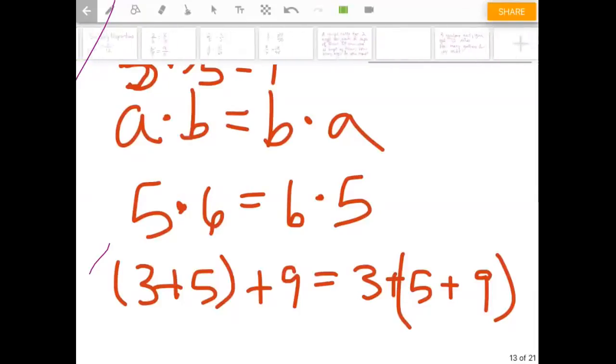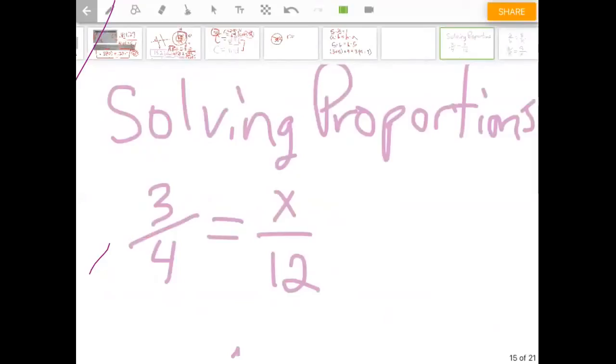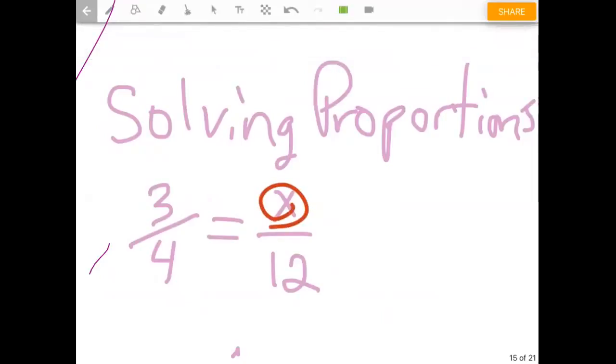All right, so then the next thing I was going to go over is just a review of solving proportions. So a proportion basically says if two things are equal, what does that unknown need to be to make them equal? So there's a couple ways you can solve proportions. A lot of you probably have learned where you cross multiply and divide.